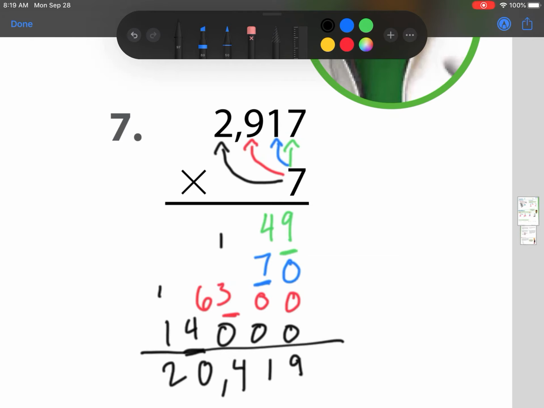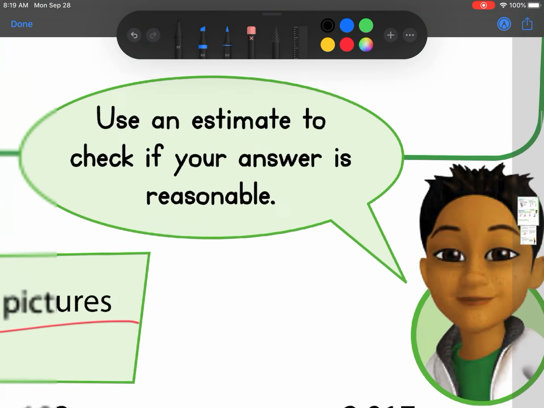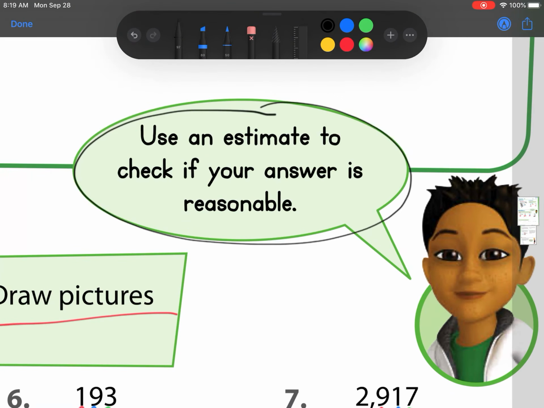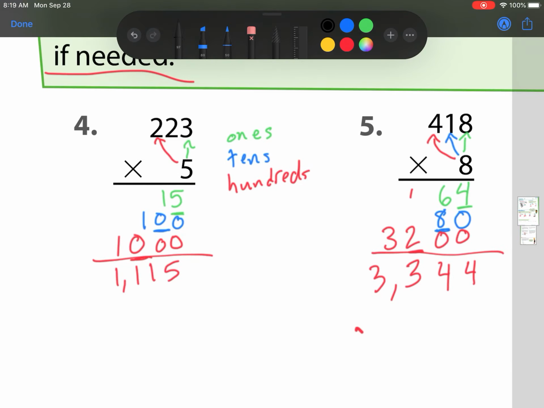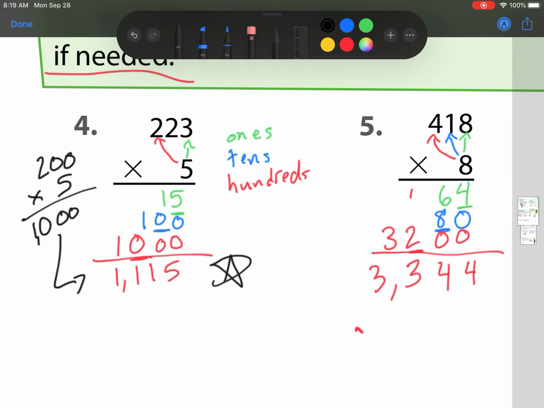Now, there is one thing I need to do. If I read all my directions, I would notice it said use an estimate to check to see if your answer is reasonable. So I did skip that part, so that's my fault. So I'm going to go back and check. So this is about 200 times 5. 2 times 5 is 10, and I add those 2 zeros on. Notice these ones are close, so that means that my answer is correct.